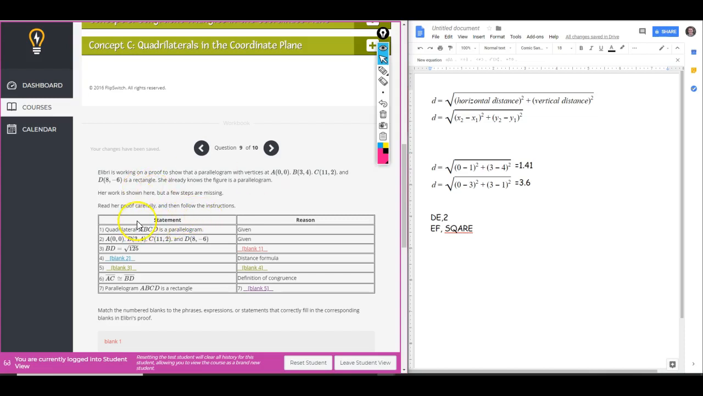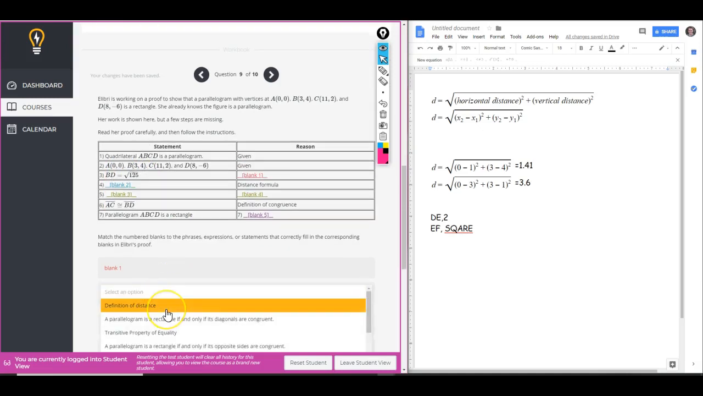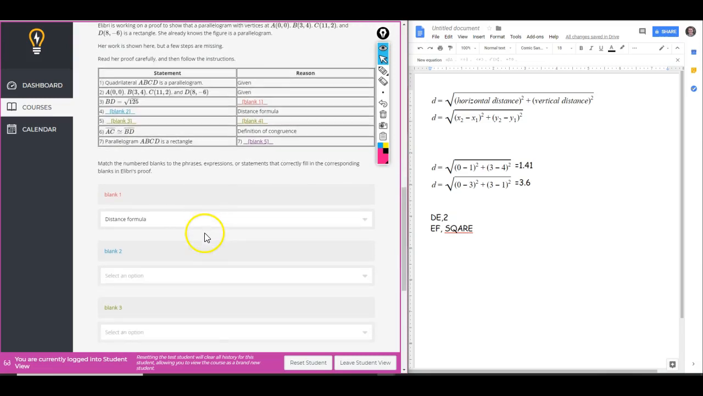So this is how I would go through this, and I would first just scan to where the first blank is and go back to the statement. It says the distance of BD is equal to the square root of 125. What is the reason for that? Well, how did she find that distance? She had to use the distance formula. So I'm looking for a distance formula. And then again, blank 2 is blank, but the reason is the distance formula.